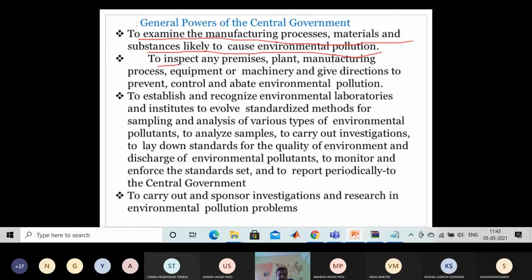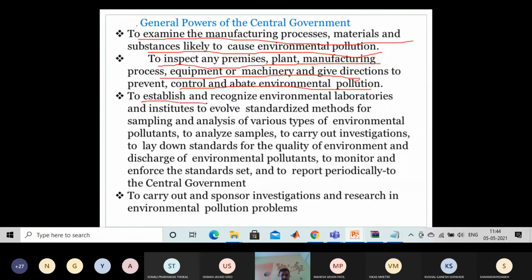Next is to inspect any premises, plant, manufacturing process, equipment, or machinery, and give directions to prevent, control, and abate environmental pollution. This authority also has the right to go and inspect the particular plant, manufacturing process and equipment, whether the equipment is being handled properly and properly maintained, in order to control, prevent, and abate. These three terms always come together: prevent, control, abate environmental pollution. So any particular official can visit the plant and observe the manufacturing process, equipment, and machinery to restrict environmental pollution.